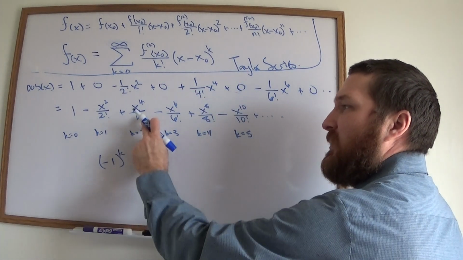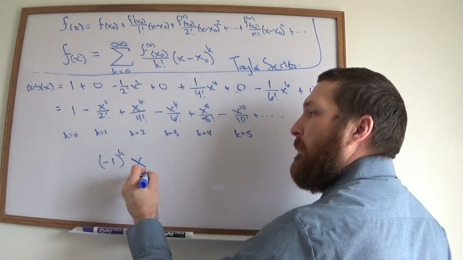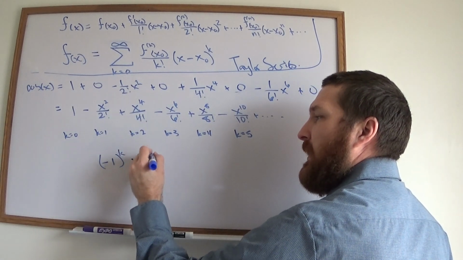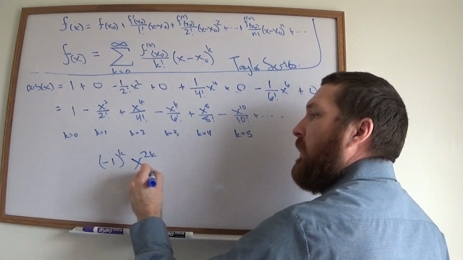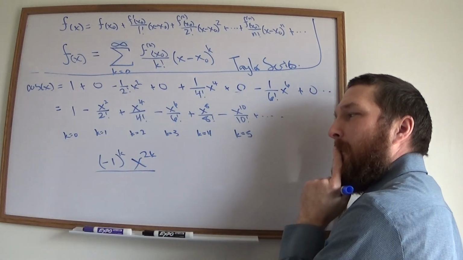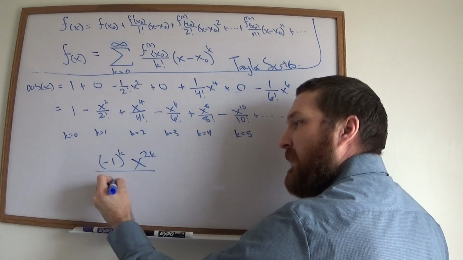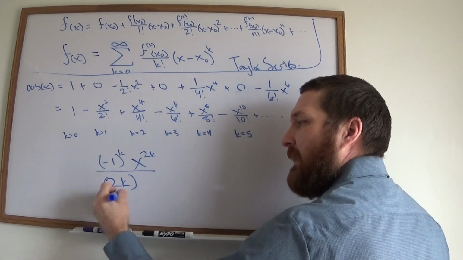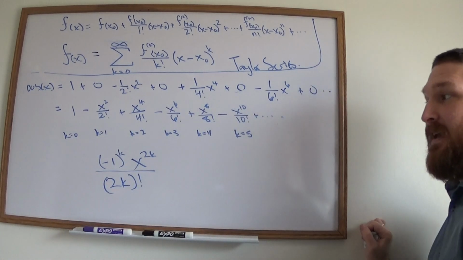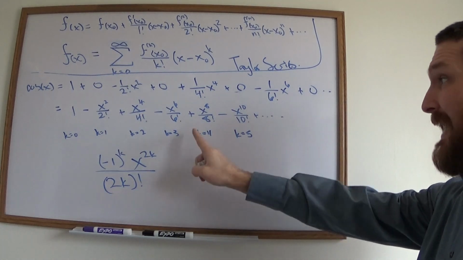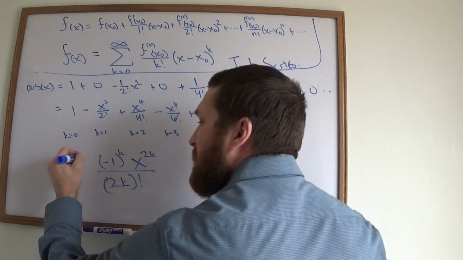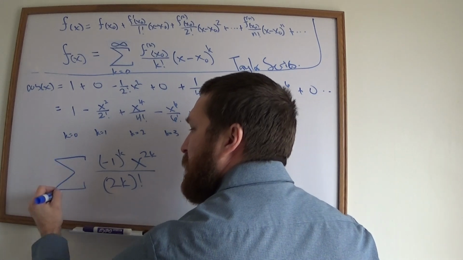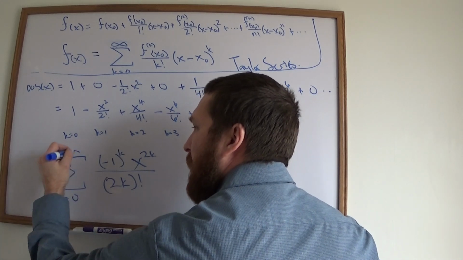So let's think about this. It's x raised to what power? 2k. 2k, there you go. Over 2k factorial. Write it like this, factorial. Okay? That's it, there's your formula. Now, check it, right? We're going to say, okay, I think I got it. It should be as k goes from 0 up to infinity.